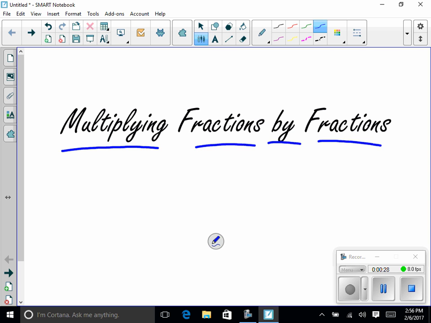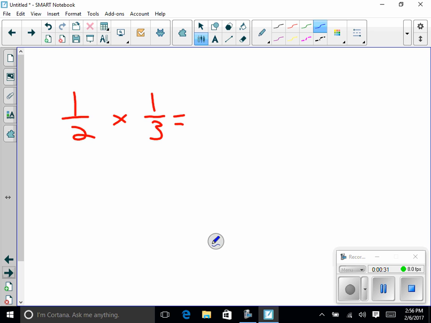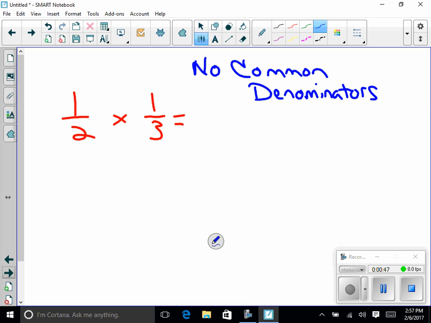You'll see in this next problem, my first example I have 1/2 times 1/3. The difference on this one is you are not going to have to find a common denominator. So no common denominators. So we don't have any. We can just do this. It's all you have to do with these ones. You just multiply straight across. Multiply straight across. Numerator by numerator, denominator by denominator.